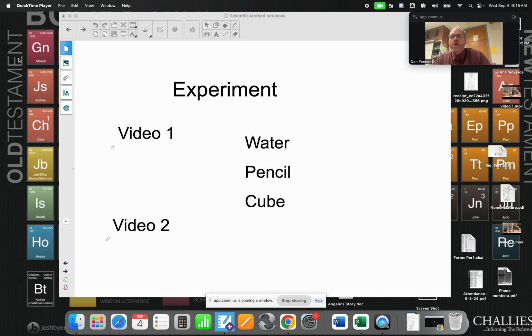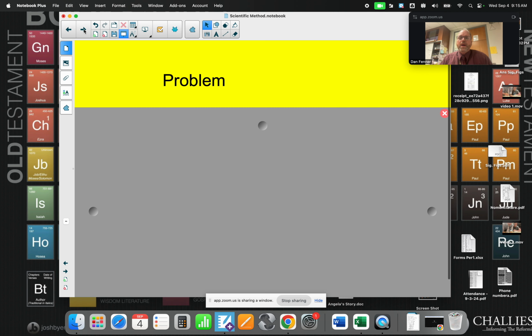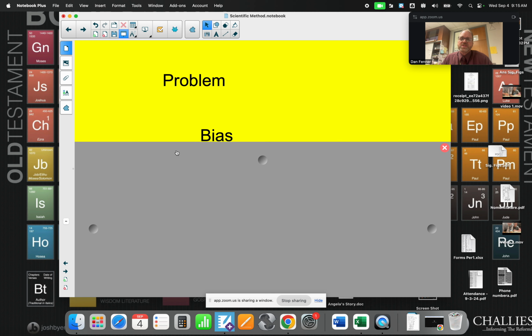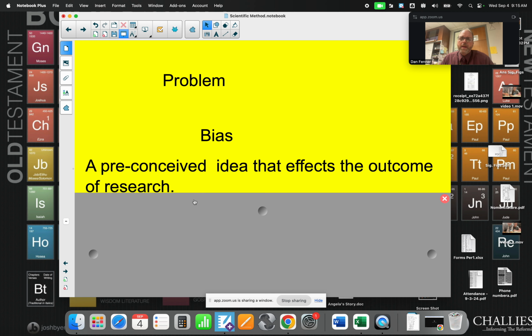All right. Now, you had a bias. You had a problem, a bias. What is a bias? Bias is a preconceived idea that affects the outcomes of research. There's two examples of bias that I always give in my class.